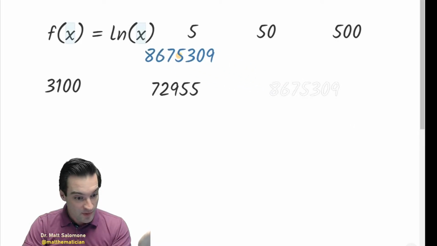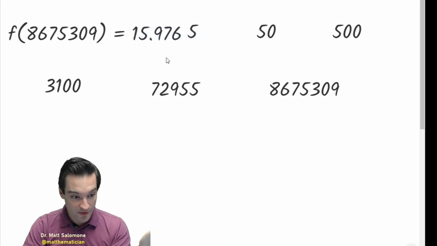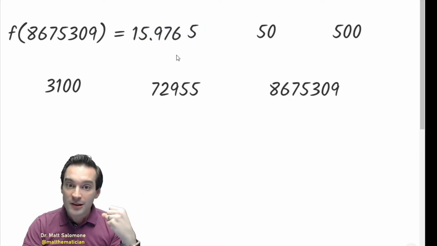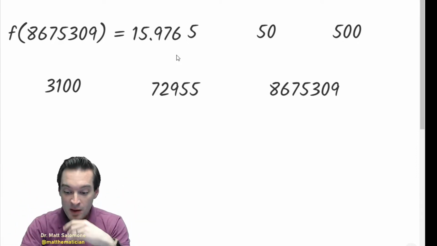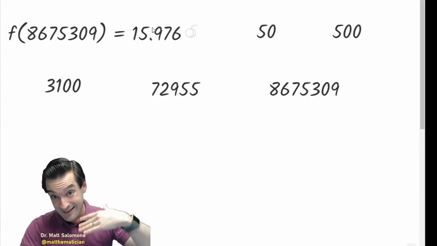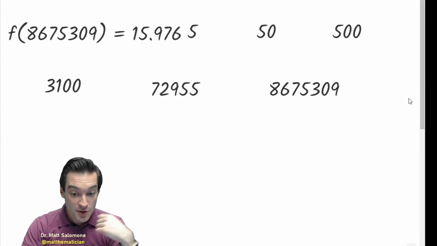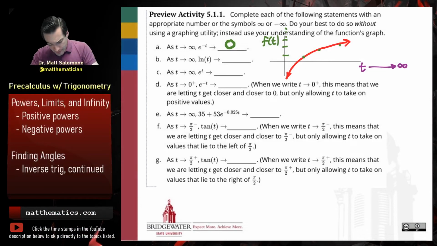If I put 8,675,309 into my log function, I get 15. So it looks like we can make these numbers bigger and bigger and bigger. And by making the inputs bigger and bigger, the outputs get bigger and bigger. And we think that there's no ceiling on that, that it continues to increase without bound.